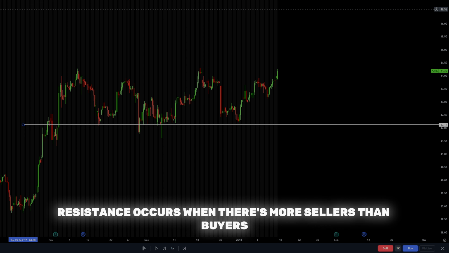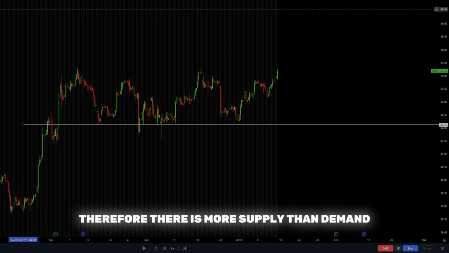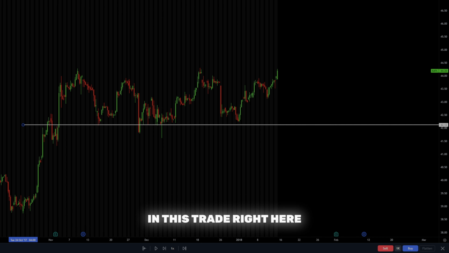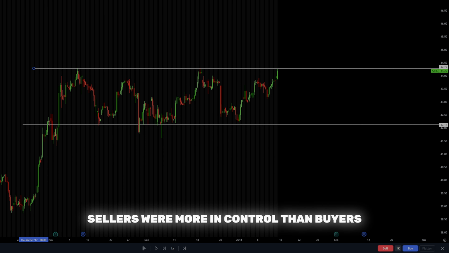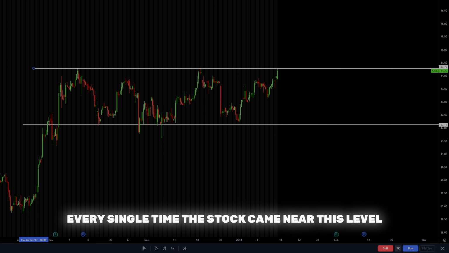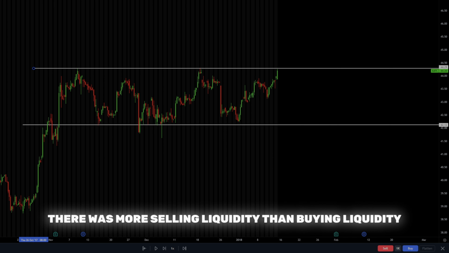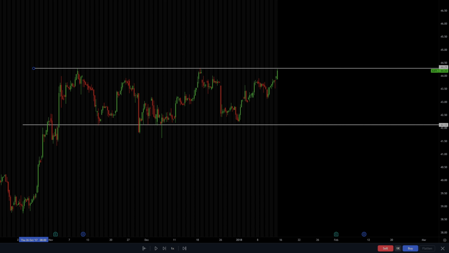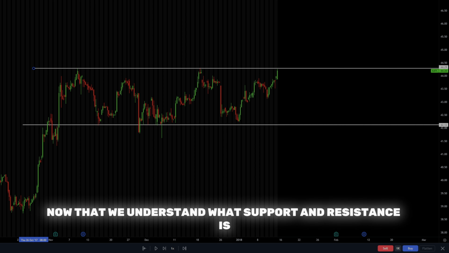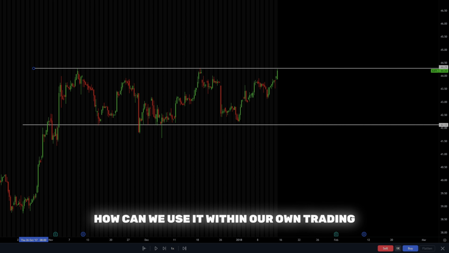Resistance occurs when there's more sellers than buyers, therefore there is more supply than demand. In this trade right here, we can see a resistance being formed at 44.29. This shows that sellers were more in control than buyers, and therefore every single time this stock came near this level, there was more selling liquidity than buying liquidity, and therefore the stock kept falling back to a level of support. Now that we understand what support and resistance is, how can we use it within our own trading?